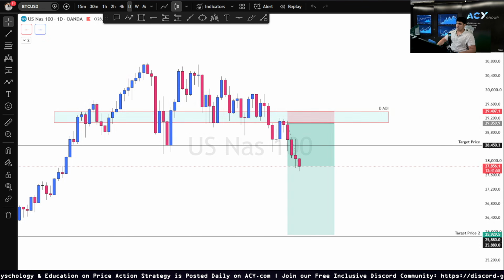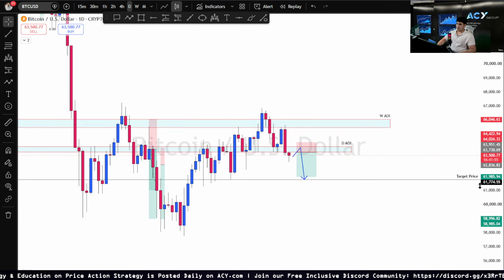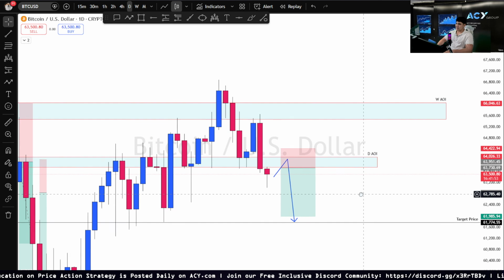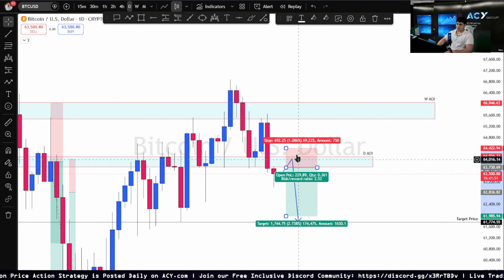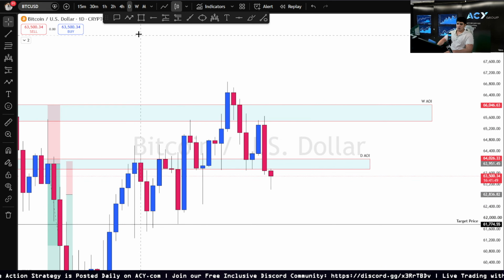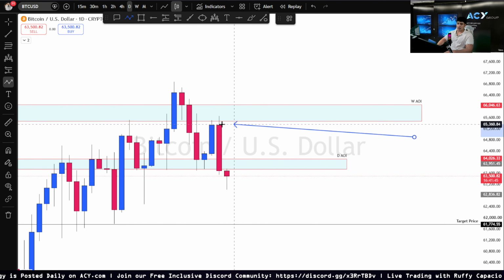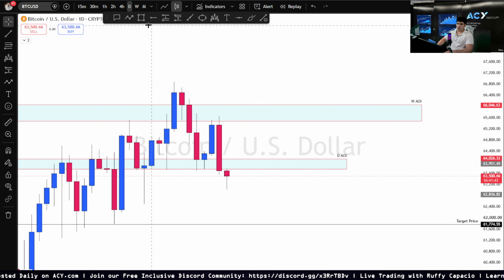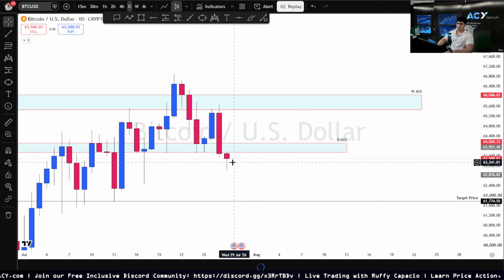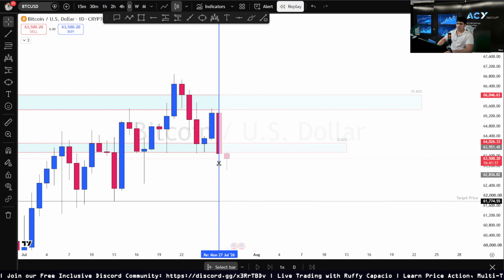Now on to the next. Bitcoin is already cooking up. As you can see, the market has already had its breakout of the consolidation zone. It broke above, it actually broke inside. This is the consolidation, right? Yesterday the market was still right here.